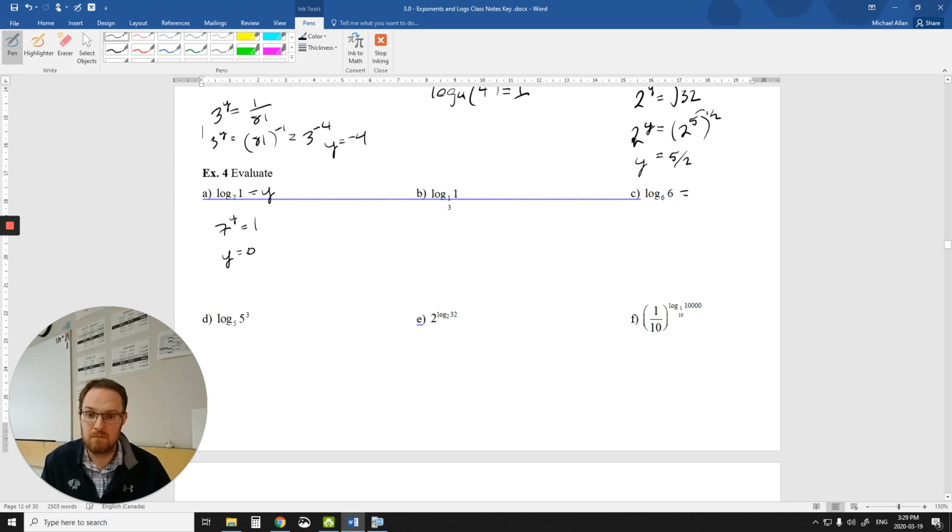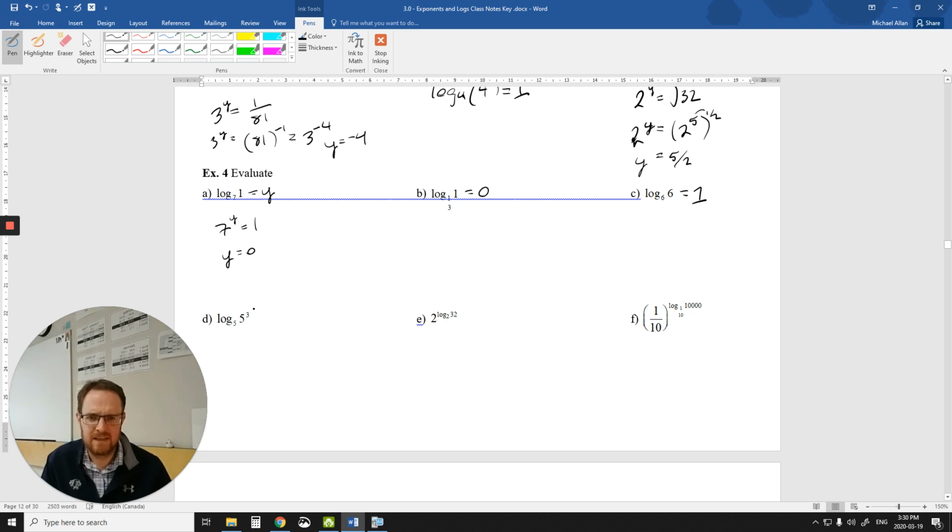Well, the only number I can think of is 0. Remember, that's one of our rules at the very top there. If I take the log of 1, it's always going to be equal to 0. So here's the log of 1 again, so this is going to be equal to 0. Here's the log base 6 of 6. We have that rule right in the middle of our page at the top: log base 4 of 4, log base c of c, that's going to be 1.